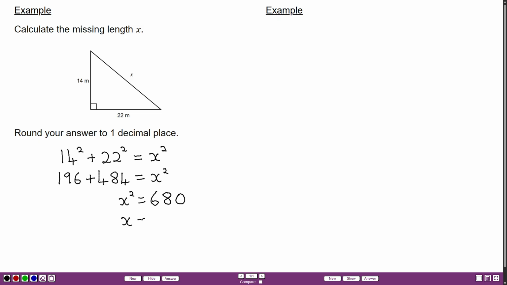So x will equal the square root of 680. And we need our calculator for that bit. So the square root of 680 to one decimal place is 26.1. So x equals 26.1, and that's meters, and it's to one decimal place.